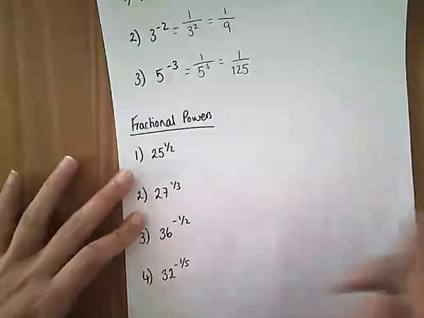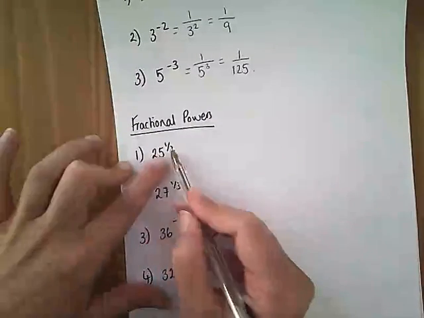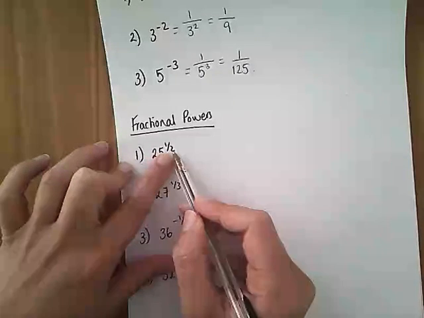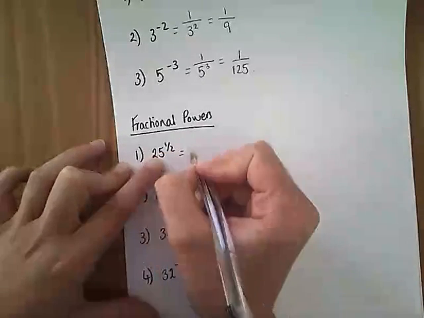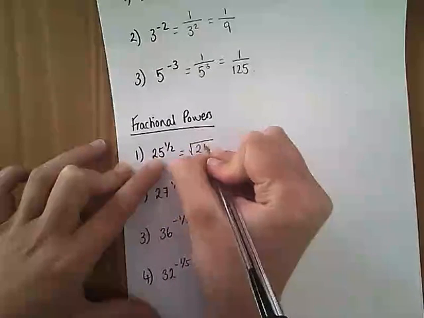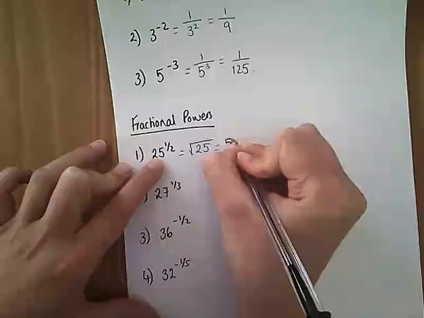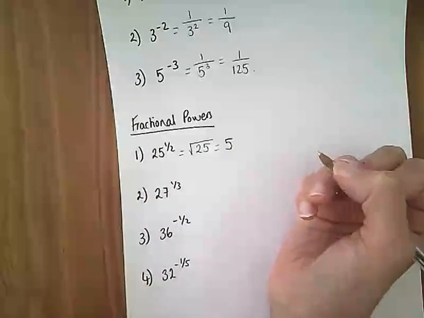Right, fractional. If it's to the power of 1 over something, you take the root, whatever this bottom number is. So here we would take the square root. So 25 to the power of a half means the square root of 25. The square root of 25 is 5. We're taking the positive square root, not the negative square root, okay?